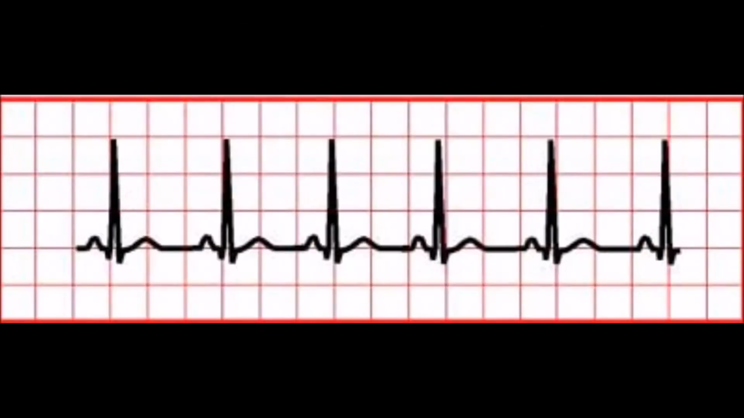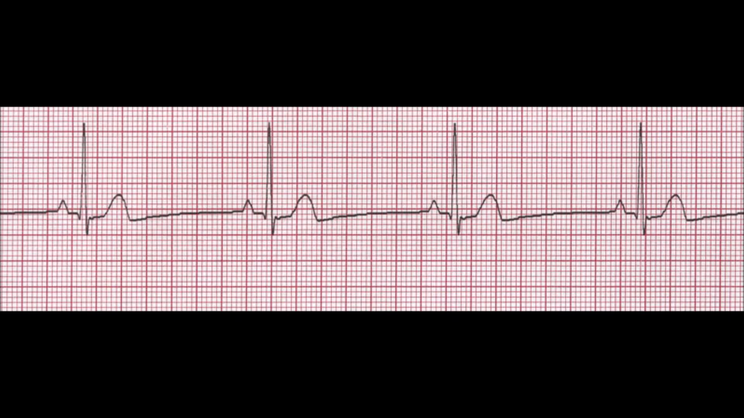When you have a patient with normal sinus rhythm, you need to assess the patient, obtain the vital signs, and then monitor for any changes in EKG rhythm strips. These are some examples of normal sinus rhythm.